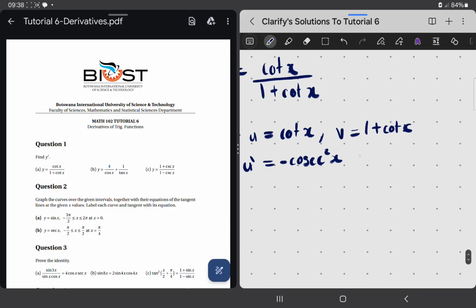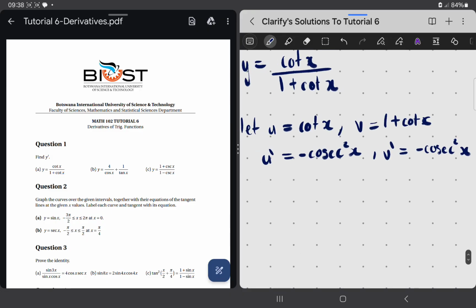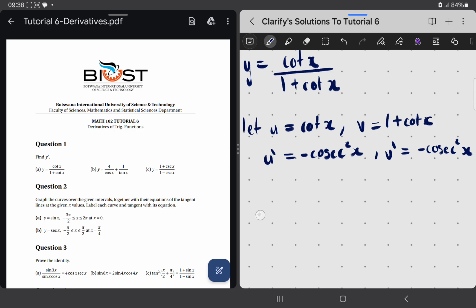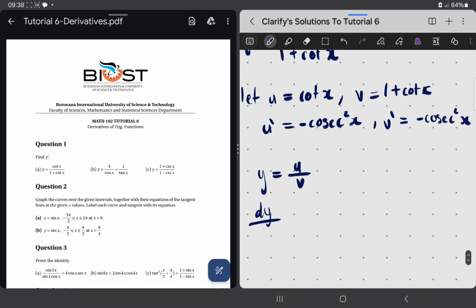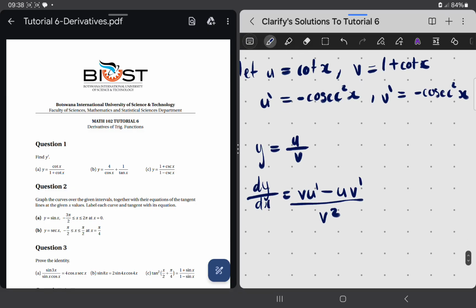Then what is v prime? The derivative of v, which is now you can say v prime is the derivative of 1 is 0 plus derivative of cot x is again negative cosec squared x. Right? Then you can now say y is equal to u over v, which means that dy dx will be, remember, low d high. So remember it's low d high, not high here. Low d high. What is low? V d high, derivative of the top, minus high u d low v prime over square the bottom. Okay, low d high, low d high. Practice that. Low d high minus high d low over square the bottom.